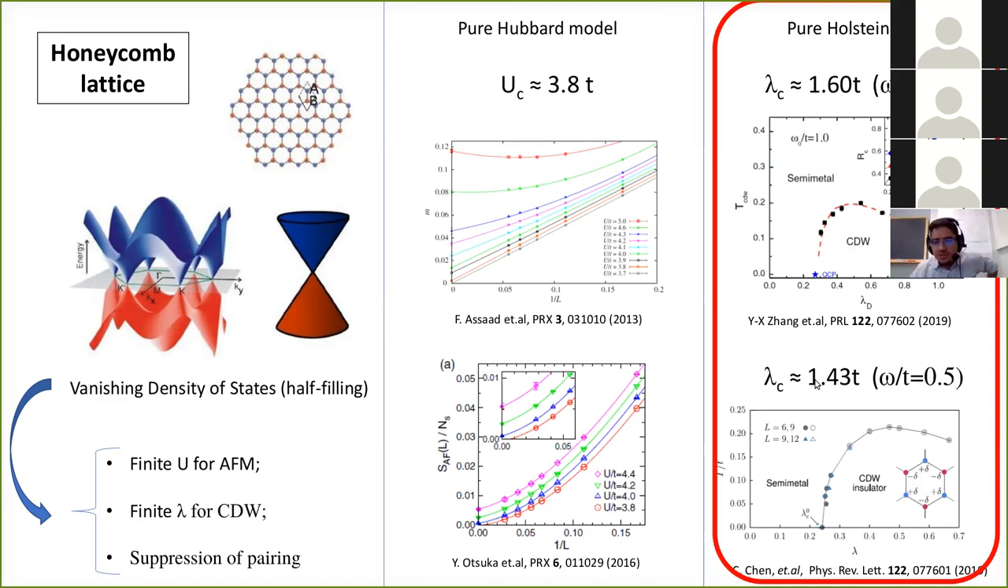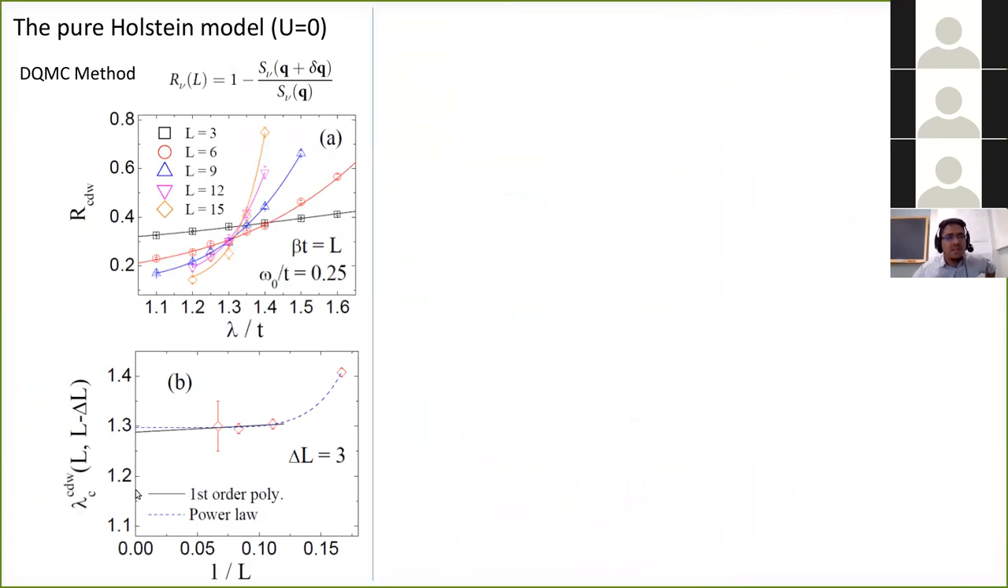Here, these two results differ about the critical electron phonon coupling, and they differ because they have different adiabaticity ratios. So probably this quantum critical point, this lambda, should change when you change the adiabaticity ratio. So this is the first problem that we analyze. What happens with the critical electron phonon coupling when you change the adiabaticity ratio?